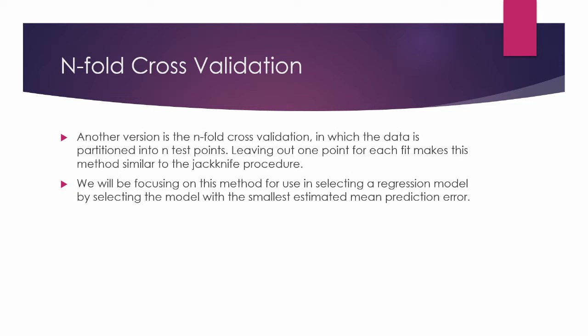Now, one type of cross-validation is called n-fold cross-validation. In this procedure, we choose k to be n, the total number of points in the dataset. Here we are only leaving a single point out from each fit, so it really is just like the jackknife. We will be using this method to compare 4 different regression models and choose the best one.